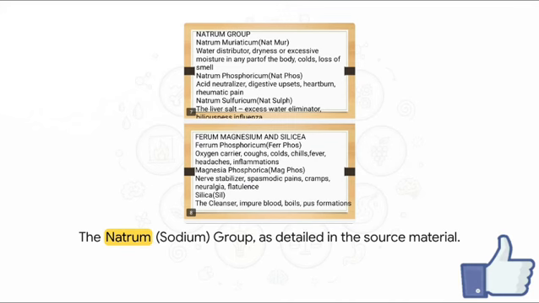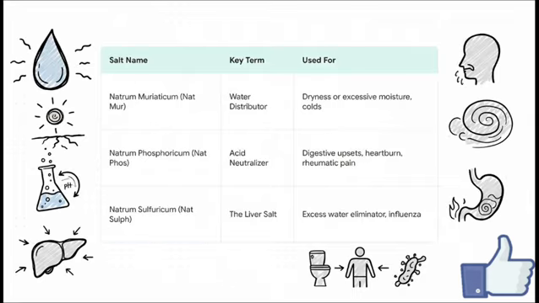Okay, now let's do the same thing for the sodium group, which is called natrum. And if you look at the source text, you can see the main ideas here are all about water distribution, acid, and the liver. This table makes it super clear how each one manages a different kind of balance in the body. You have Nat mur, the water distributor, so it deals with either being too dry or having too much moisture. Then Nat phos is the acid neutralizer, think heartburn. And finally, Nat sulf is the liver salt, and its job is to help get rid of excess water.